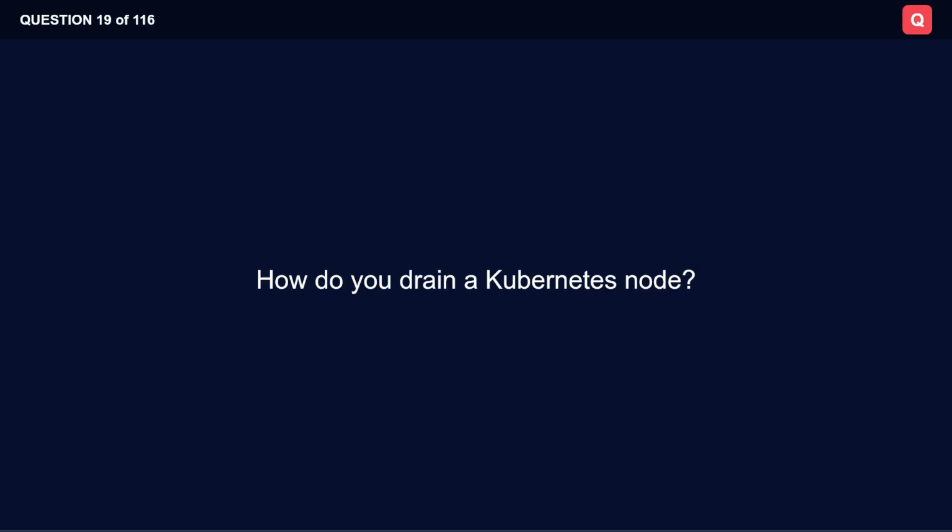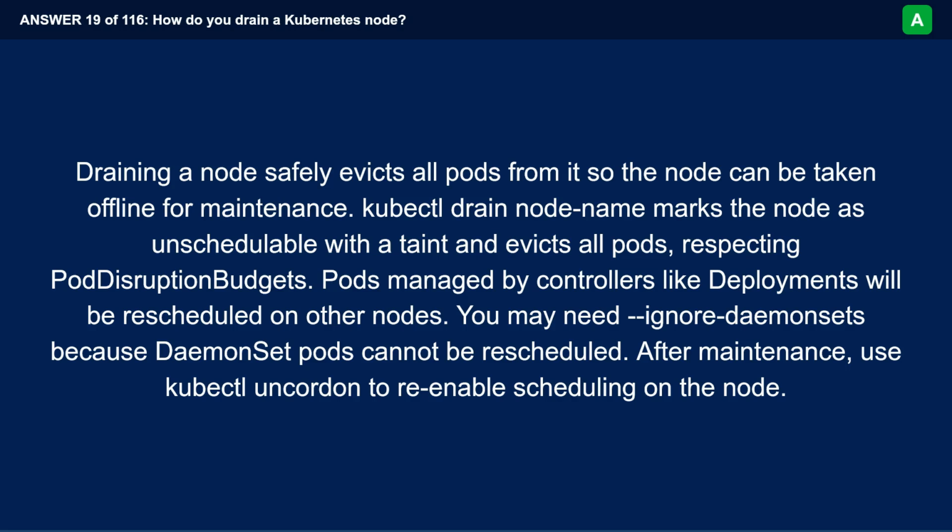How do you drain a Kubernetes node? Draining a node safely evicts all pods from it, so the node can be taken offline for maintenance. Kubectl drain node name marks the node as unschedulable with a taint and evicts all pods, respecting pod disruption budgets.